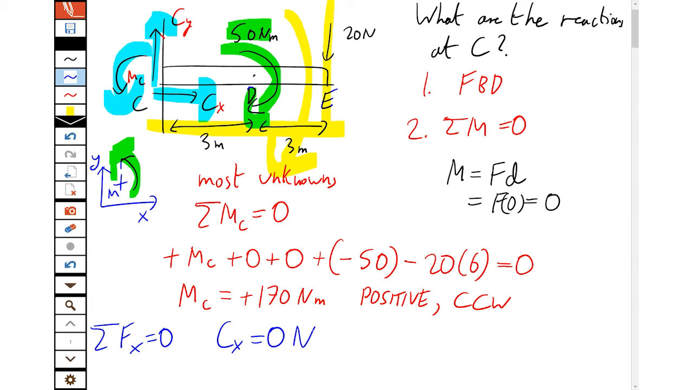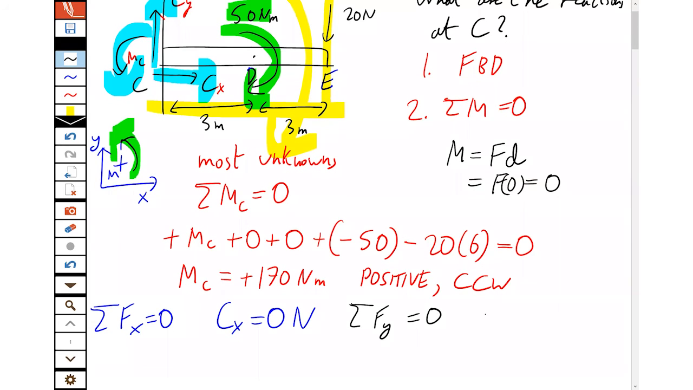And even if you do know for a fact it's 0, you still have to say how you know to engineer. And then the sum of all the vertical forces is 0. So we have Cy up minus 20 down is 0. So Cy is 20 newtons. That's positive, so it's in the direction drawn up.